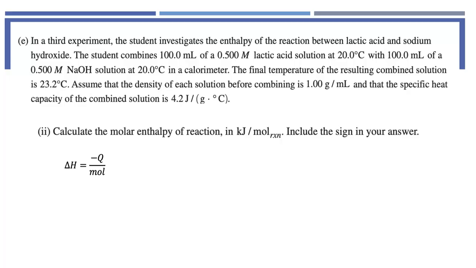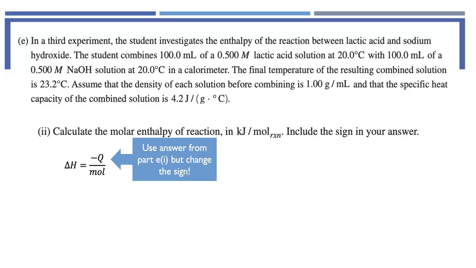Now, we have equal moles of lactic acid and NaOH present. We know that because we have equal volumes with equal molarities. So we're going to use our answer from part E, part 1, for Q, but we have to change the sign because now we're looking at it from the perspective of the reaction, and the reaction is giving this energy away to the water. And the moles of lactic acid equals the moles of NaOH. So we could use either one of these in terms of the moles. It's not a limiting reactant situation. They're both going to be reacting completely.